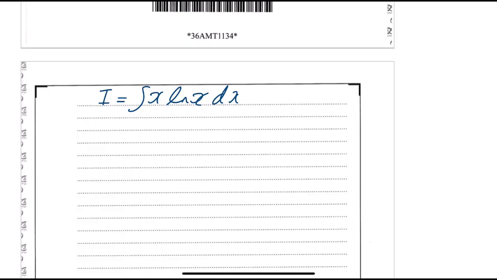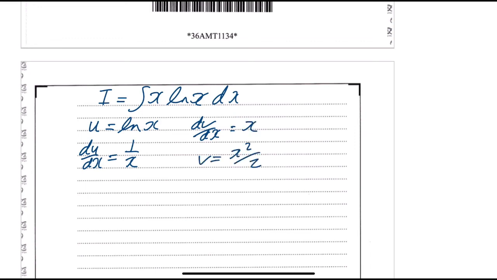So normally you would make your u equal to x, but when you've got ln, you should learn this method: your u has to be equal to ln x. That means your du/dx is equal to 1 over x, and your dv/dx is just x, so v is equal to x squared over 2.